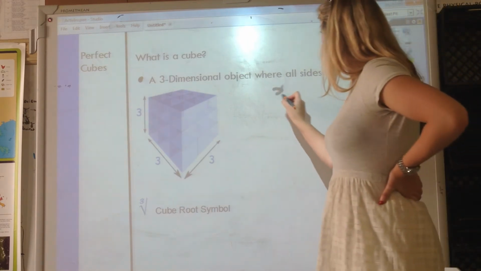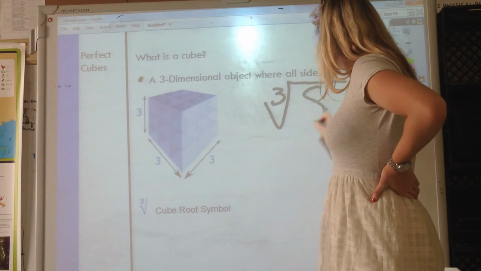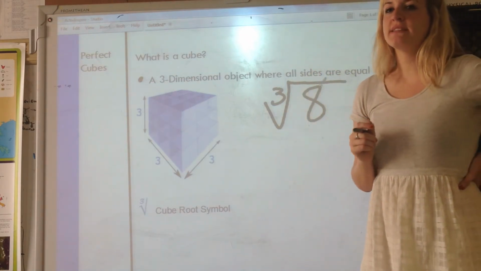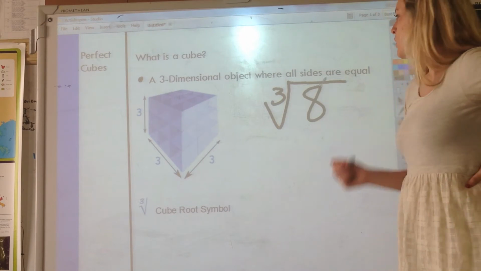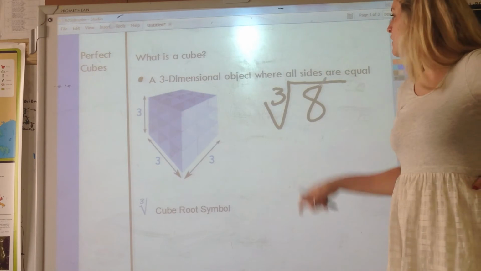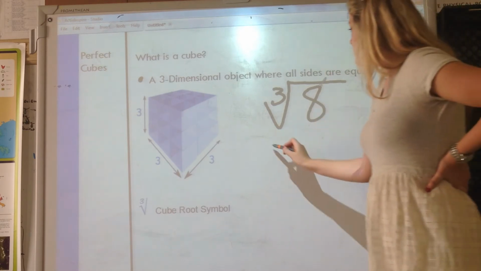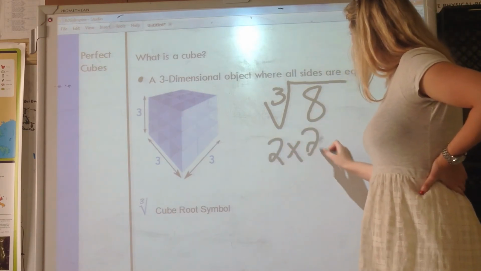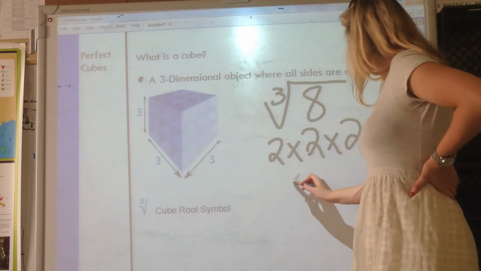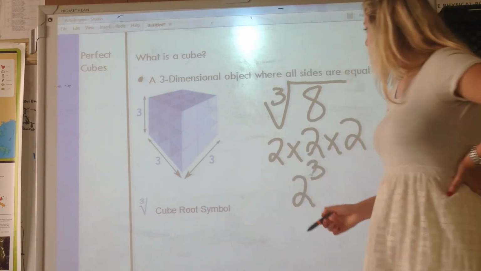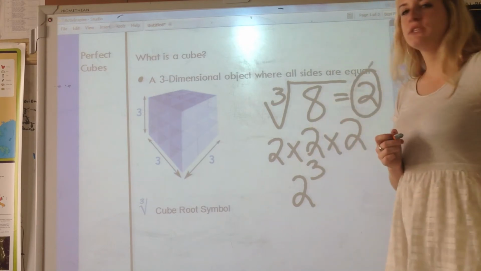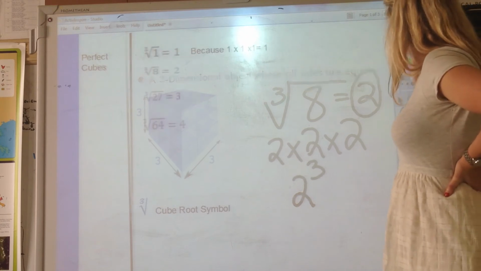If I was given the cube root of 8, again, I'm thinking to myself, this is the same process I did when I was thinking about perfect squares. What number multiplied by itself 3 times will give me 8? And I know that 2 times 2 times 2 gives me 8, or this is the same as 2 cubed. So the cube root of 8 is 2. Let's move on.